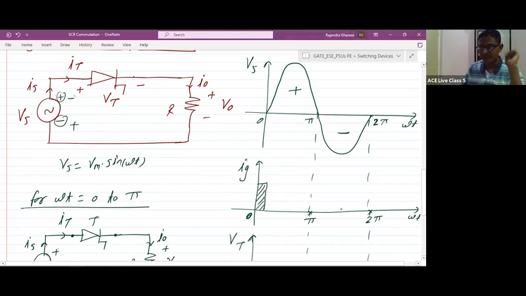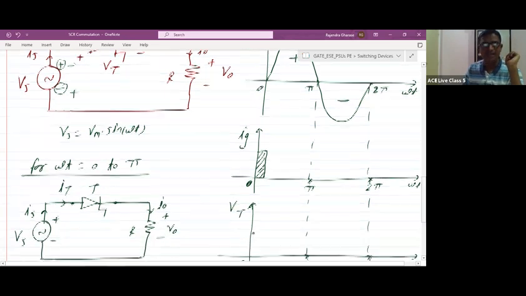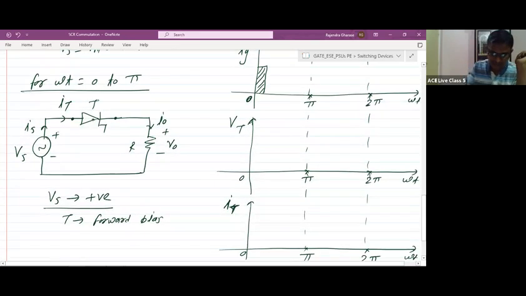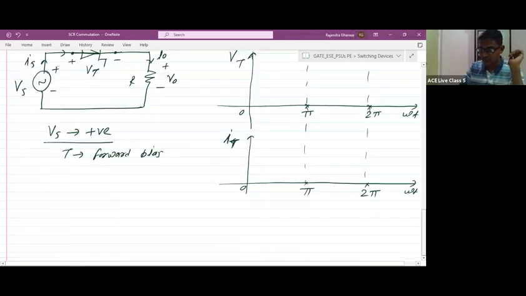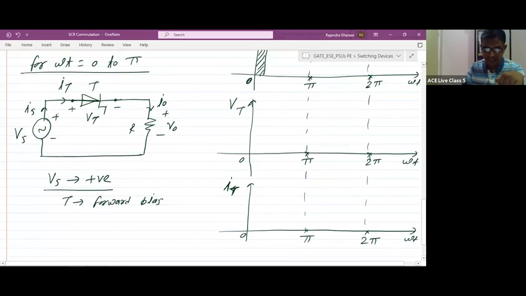Now at omega t equal to 0, if we apply the gate signal, what will happen? Our SCR will turn on immediately. When SCR turns on, this is VT, the voltage across the thyristor. SCR is acting as a short circuit. SCR in the on state means it acts as a short circuit. So for omega t equal to 0 to pi, when the gate pulse is applied at 0, our SCR turns on, and current will flow from the supply voltage Vs through the thyristor and the load. Current will flow in this loop.